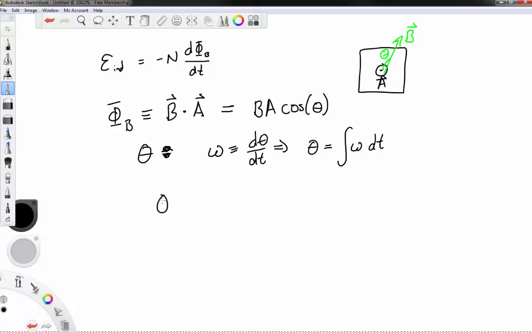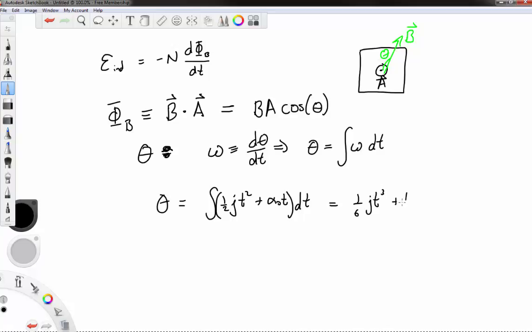So theta is actually going to be equal to the integral of 1/2 of j t squared plus alpha naught t, times dt. So we do this integral, and what we get is 1/6 of j times t cubed plus 1/2 of alpha naught times t squared plus theta naught for what that's worth. We'll assume that theta naught is 0 to make this a little easier on ourselves.